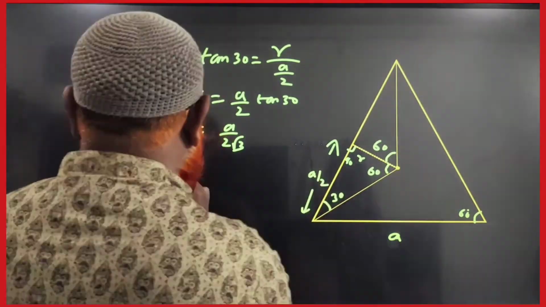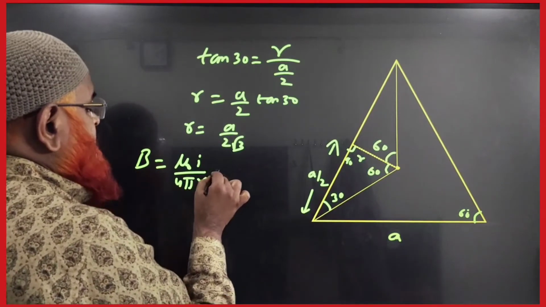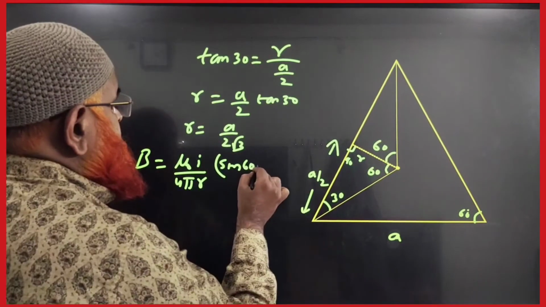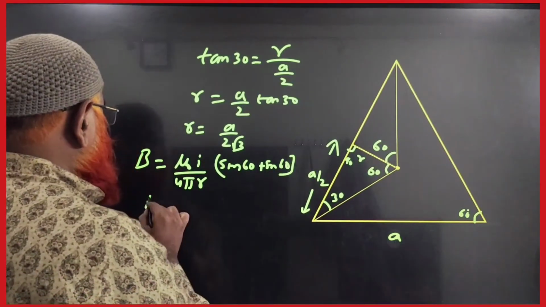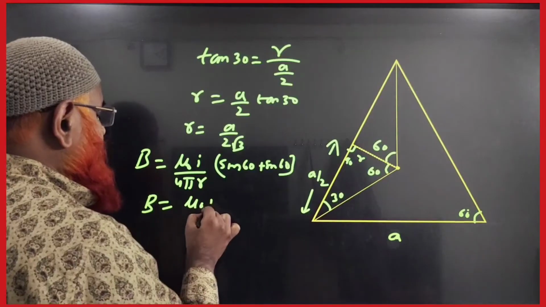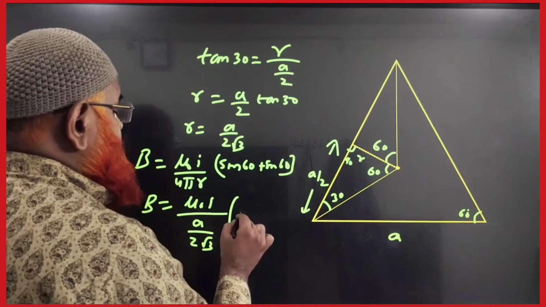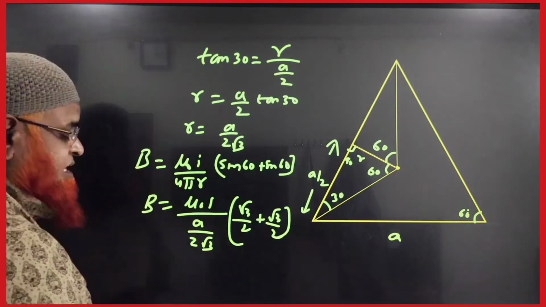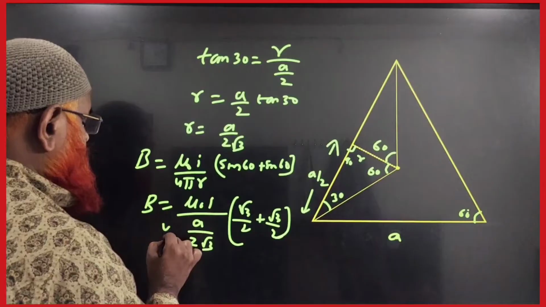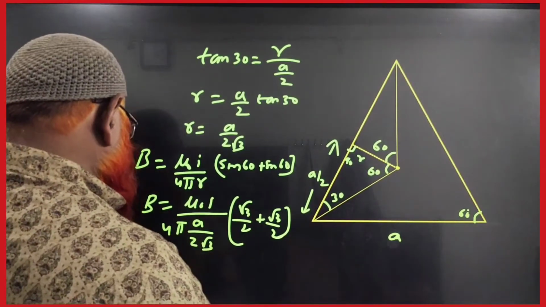Now we apply the same Biot-Savart law: mu naught I by 4 pi r into (sin 60 plus sin 60). Is it okay? So B is equal to mu naught I, and instead of r, I am writing a by 2 root 3. Sin 60 is nothing but root 3 by 2 plus root 3 by 2. 4 pi is also there. So if you simplify, what are you going to get now?